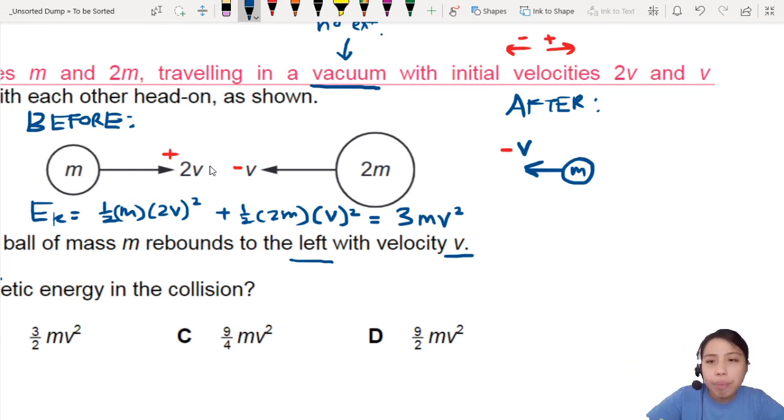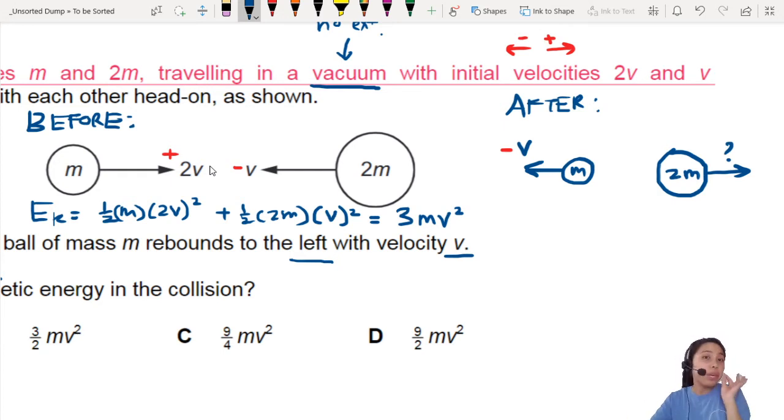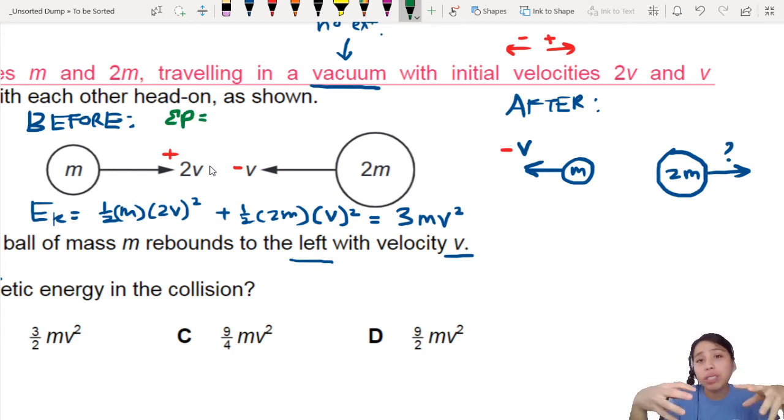Okay, what happens to the big ball though? How do we know where it's going? Maybe here, but what's the velocity? We don't know, but we can find it though using momentum. So what is the momentum before collision and after collision? The total momentum has to be conserved because you are in an enclosed system with no external forces acting on them. You're in a vacuum.